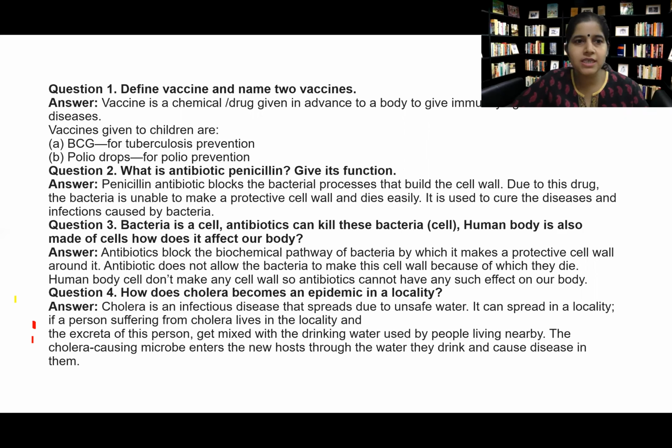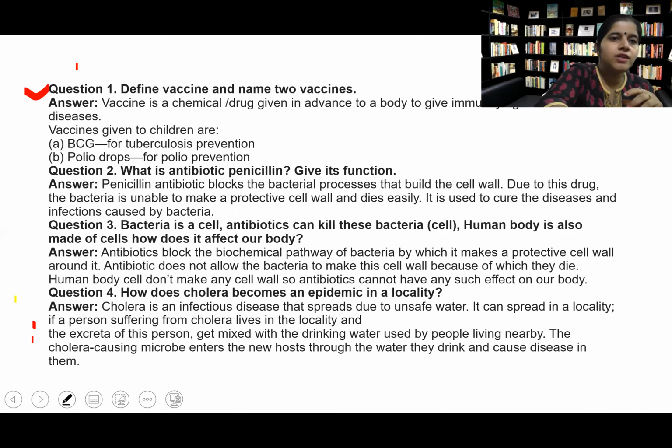And name 2 vaccines. First vaccine, BCG. It is for tuberculosis, for prevention of TB. And polio drops for polio prevention, right? So that is the first question.